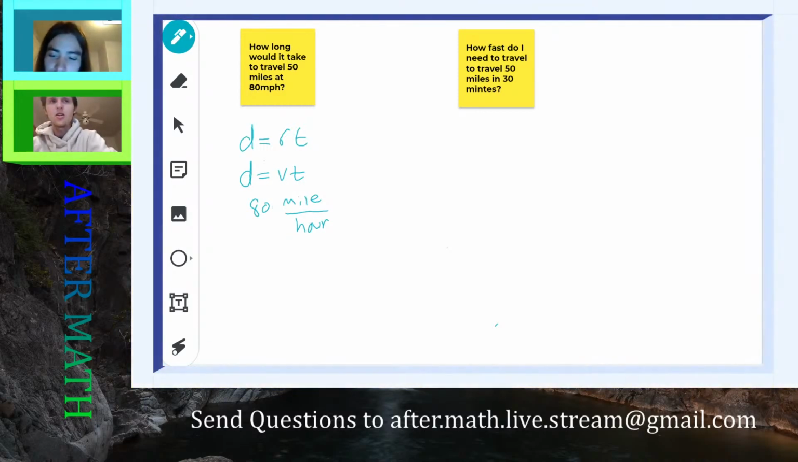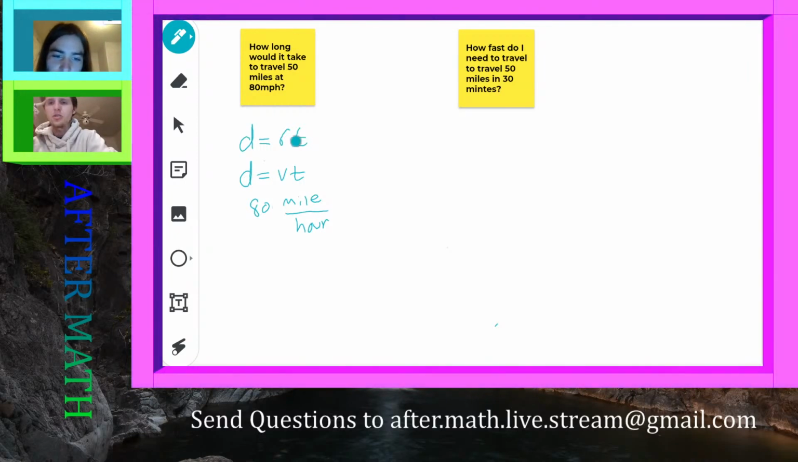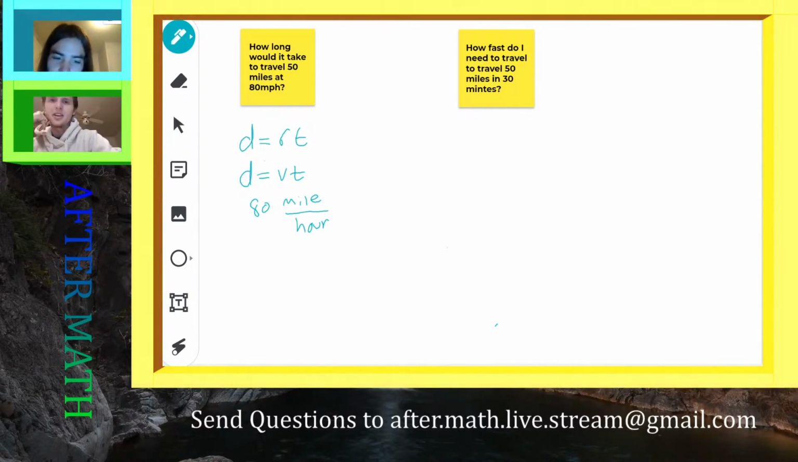How do we know that it is hours that we're talking about? Because of our units here, miles per hour. If it was miles per minute, then our time would be in minutes. So it's based on our units here.